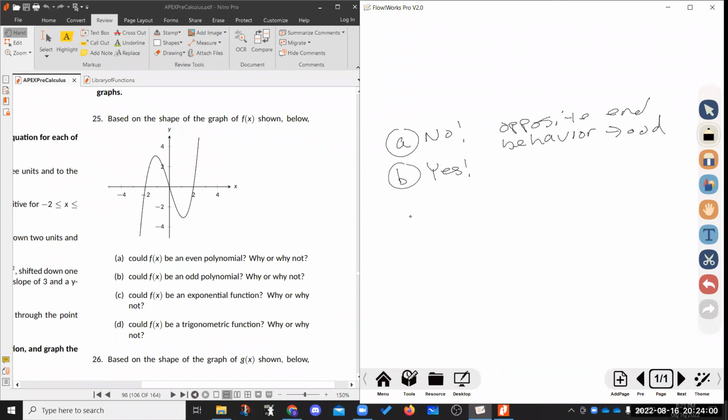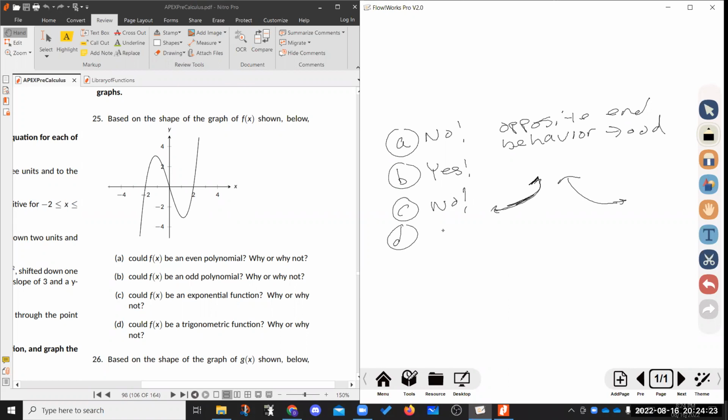Could it be an exponential function? No, can't be, because it doesn't have a horizontal asymptote that it's approaching on one side, right? We would need a graph that would be always increasing or always decreasing and approaching 0 on one end. Could it be a trig function?